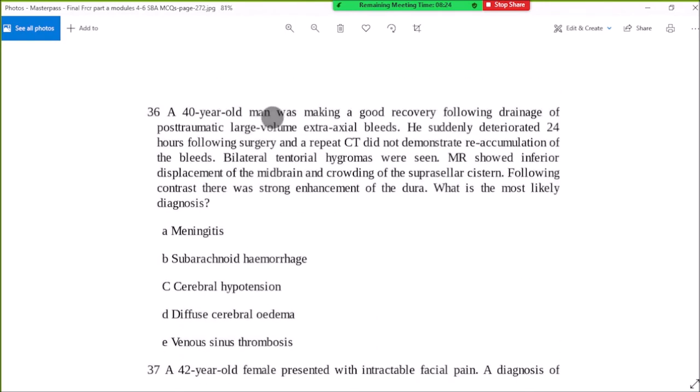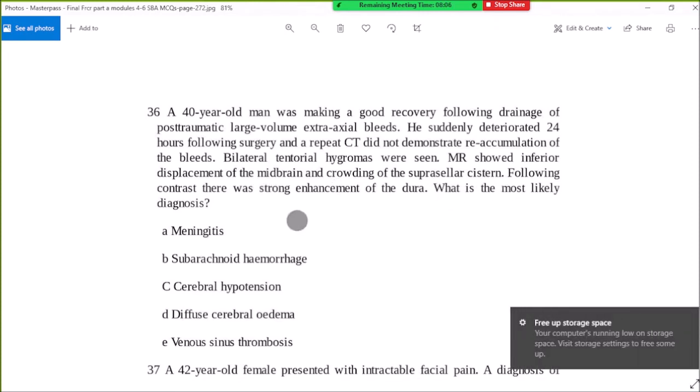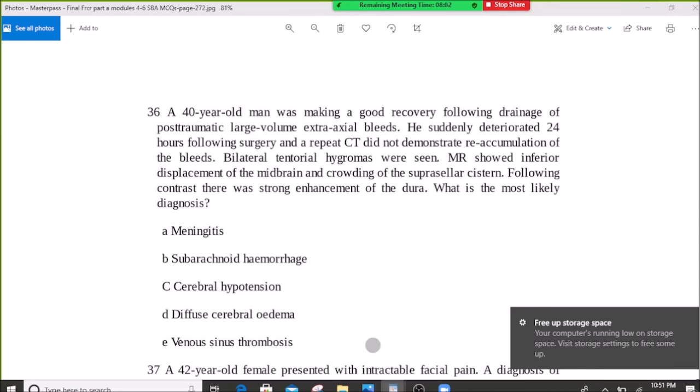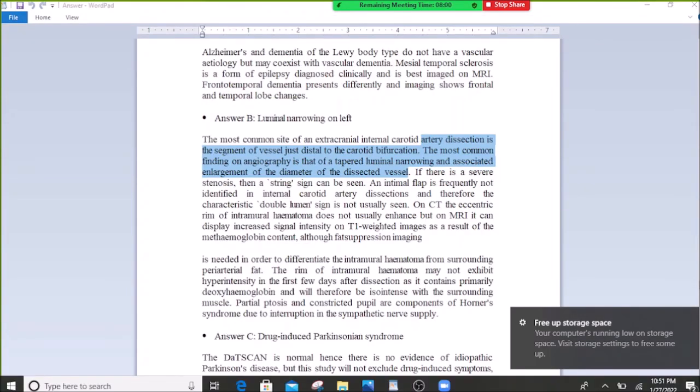A 40-year-old man was making a good recovery following drainage of a post-traumatic large volume extradural bleed. He suddenly deteriorated 24 hours following surgery, and repeated CT does not demonstrate reaccumulation of the bleed. So, these are all the signs and symptoms. MRI shows inferior displacement of the midbrain and clouding of the suprasellar cistern, with strong enhancement of the dura. Diagnosis: intracranial hypotension following the drainage of the bleed.